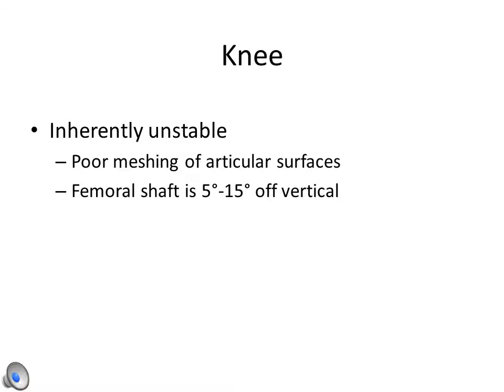The knee joint is the articulation between the condyles of the femur and the condyles of the tibia, as well as the articulation between the patella and the femur. The knee joint is inherently unstable due to the poor meshing of the articular surfaces and the fact that the femoral shaft is not completely vertical. It actually is on an angle of approximately 5 to 15 degrees.